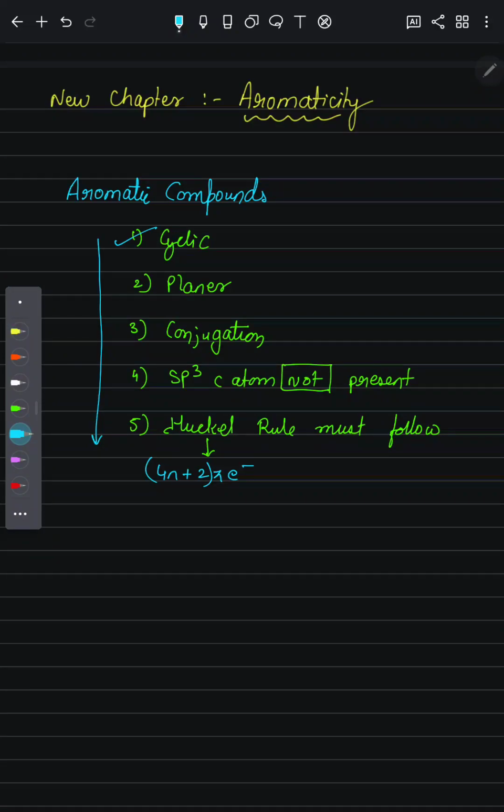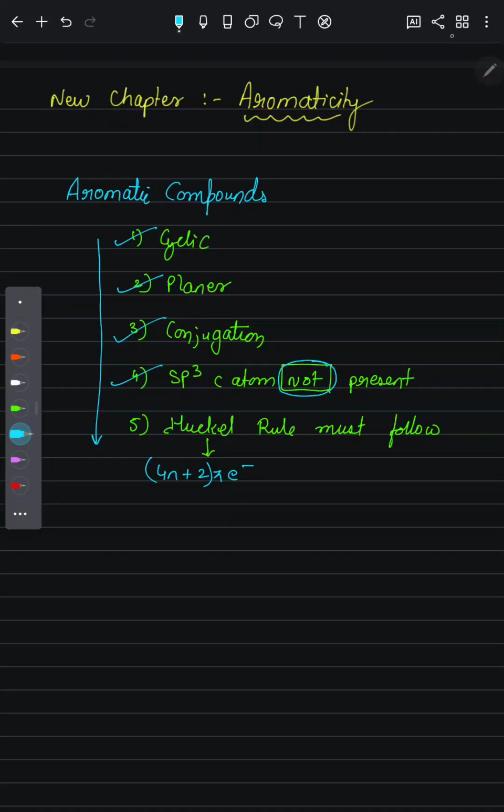We check if the molecule is cyclic. To be aromatic, it should be planar, conjugation should be present in the molecule, an sp3 carbon atom must not be present, and the molecule must follow Huckel rule. If one of these points is absent, then it is non-aromatic.